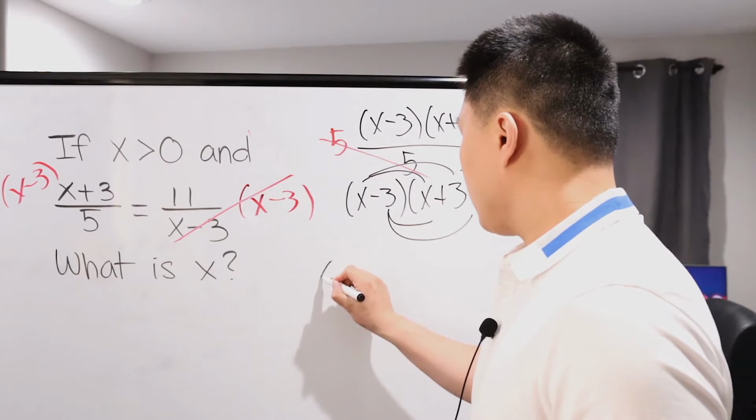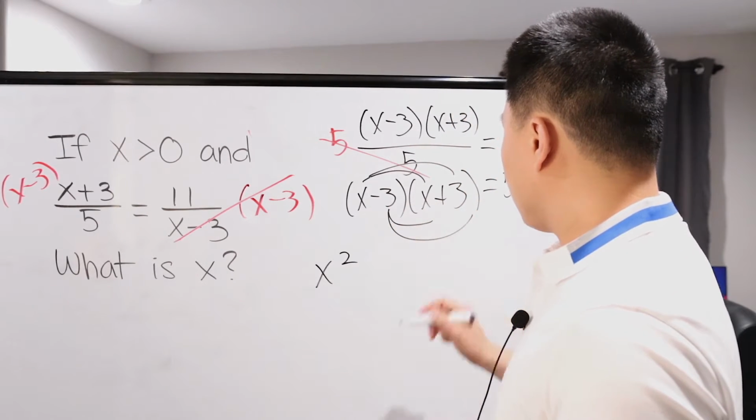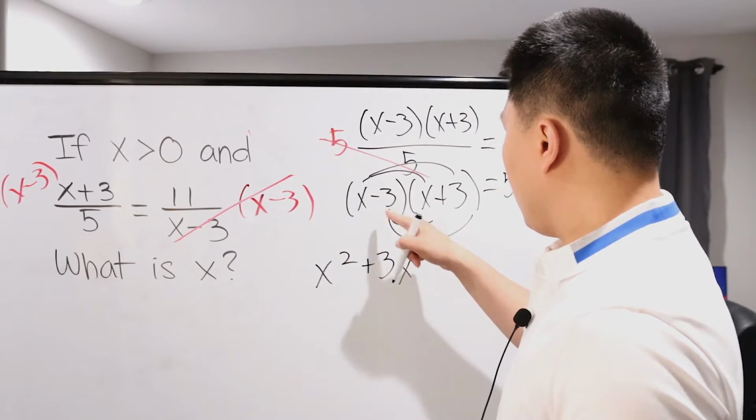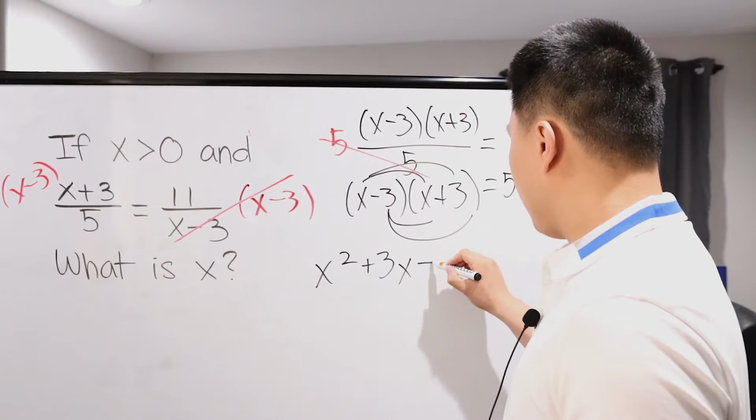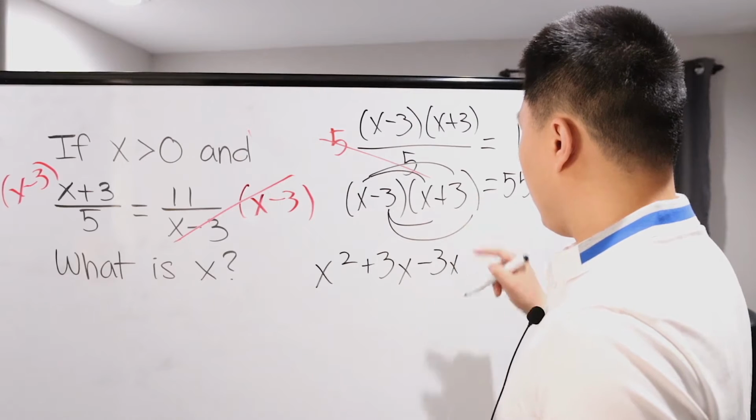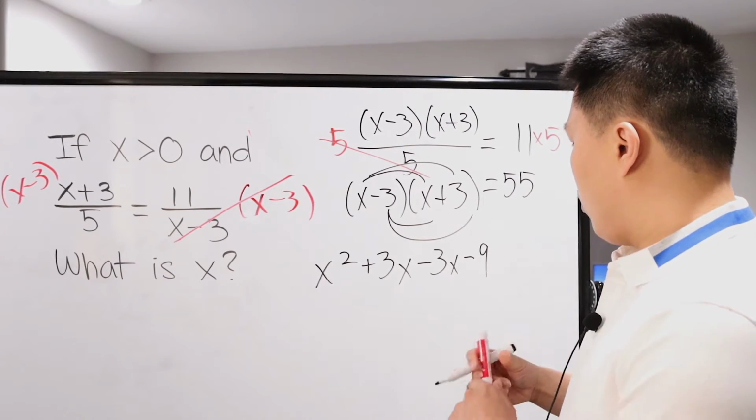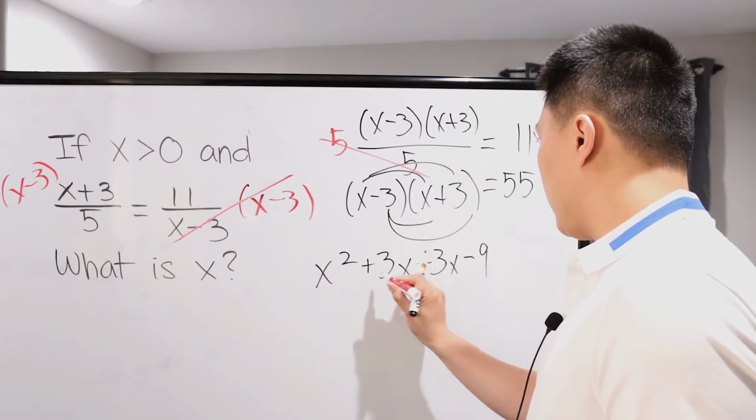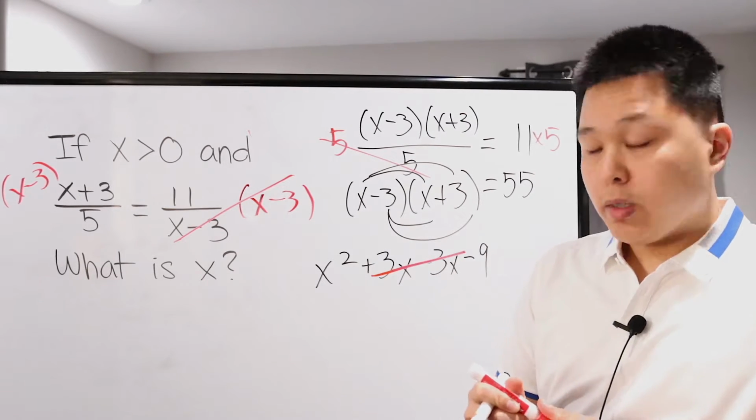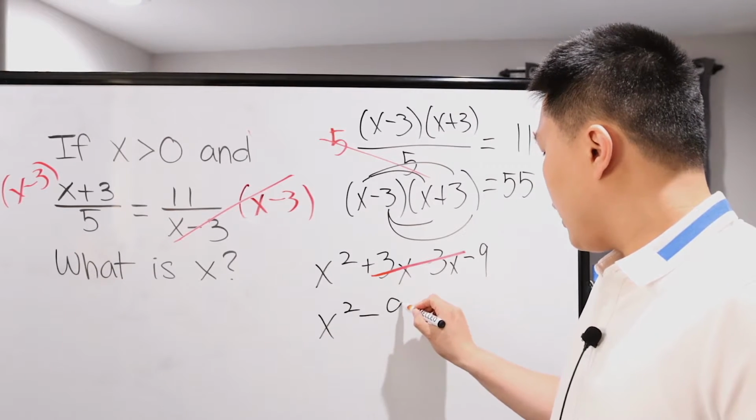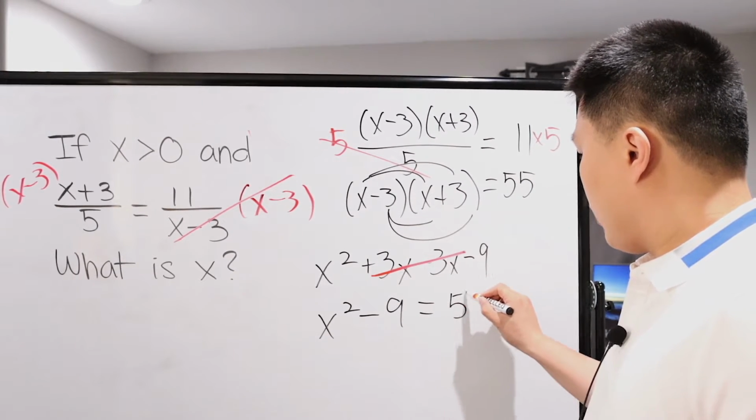So x times x is x squared. x times plus 3 is going to be plus 3x. Minus 3 times x is going to be minus 3x, and negative 3 times 3 is going to be minus 9. Well, this is a positive, this is negative, so this goes away, right? Hopefully you guys are following right now. So we have x squared minus 9 equals 55.